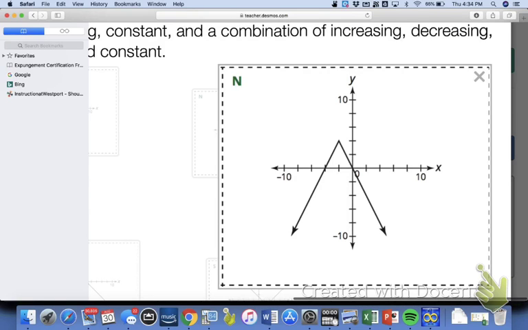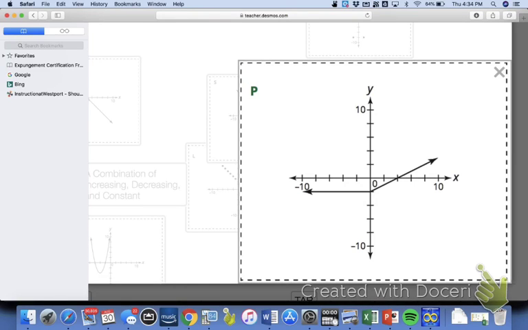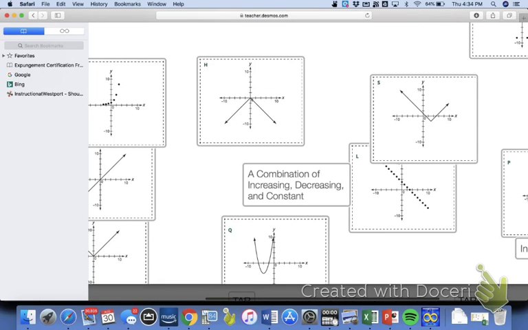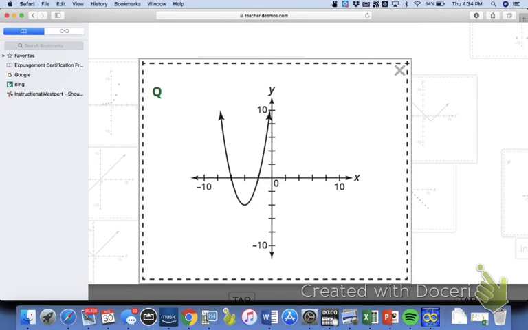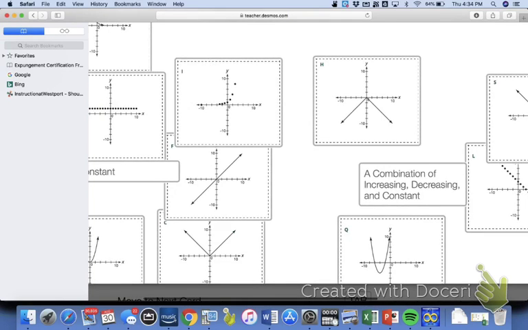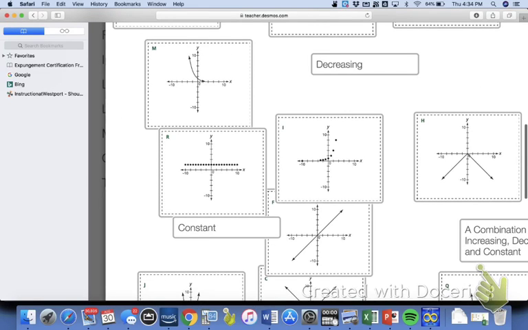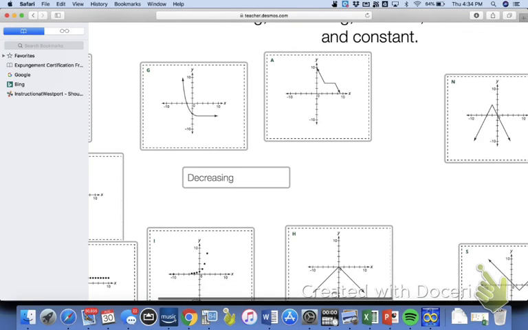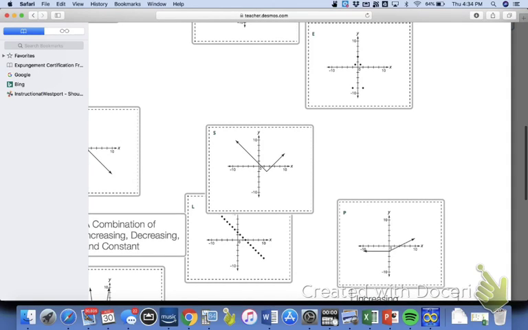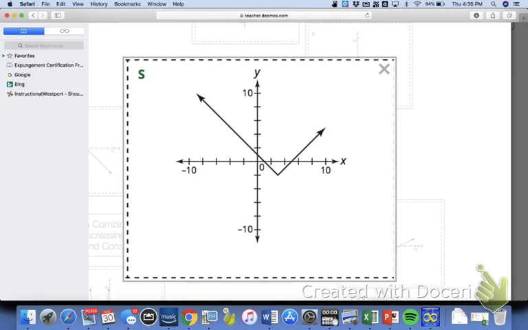And then P, right there is P. As you can see, P is a combination of constant because it's constant there, and then it increases. And then Q, right there, it decreases first and then increases. And finally, the last combo one is S. Where was S? Oh, right there. S starts off decreasing and then increases.